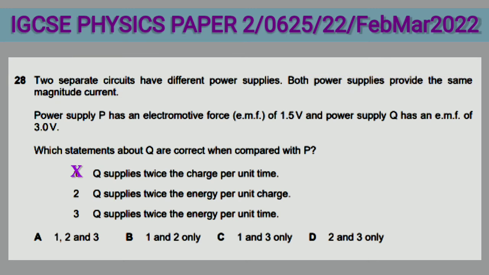Let us check second statement. Q supplies twice the energy per unit charge. EMF is work done on unit charge. Since power supply Q has double the EMF, so work done by it or energy supplied by it also will be double. So statement 2 is correct. Let us check statement 3. Q supplies twice the energy per unit time. We know power is equal to V into I. Here V is double, so power will also be double and power is energy supplied per unit time. Q will supply twice the energy per unit time. Statement 3 is also correct. So correct answer here is option D. 2 and 3 statements are correct.